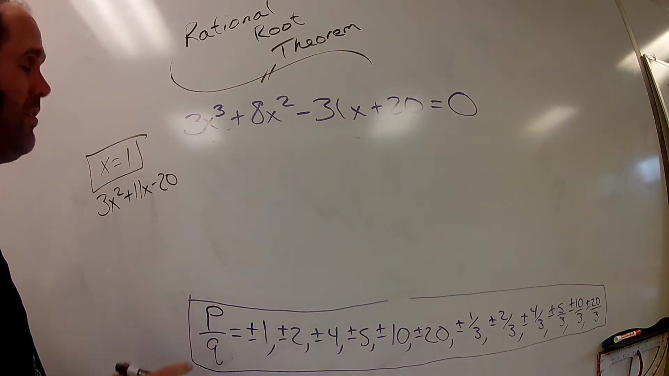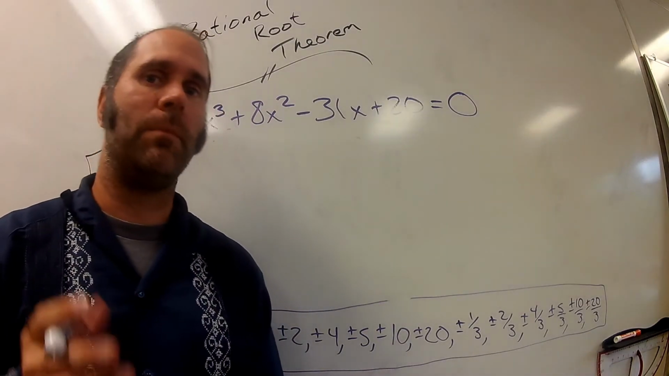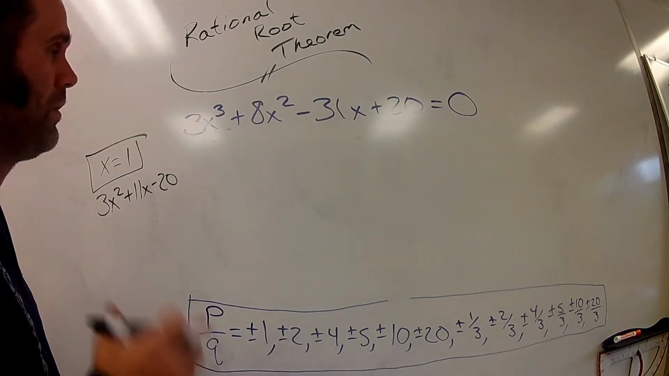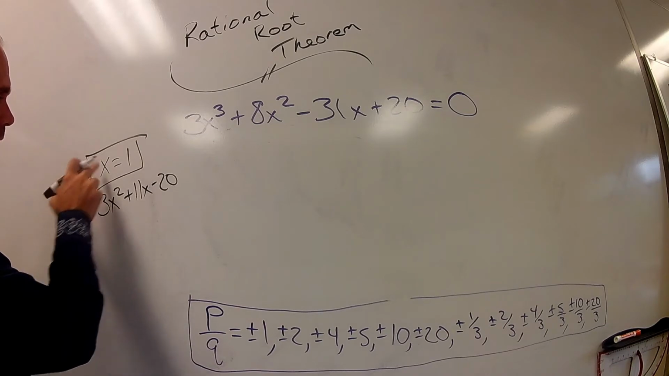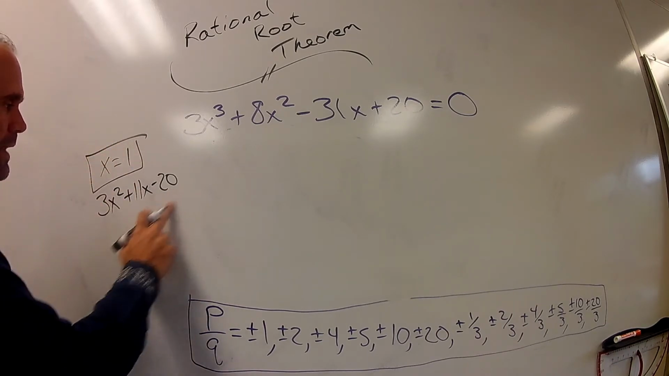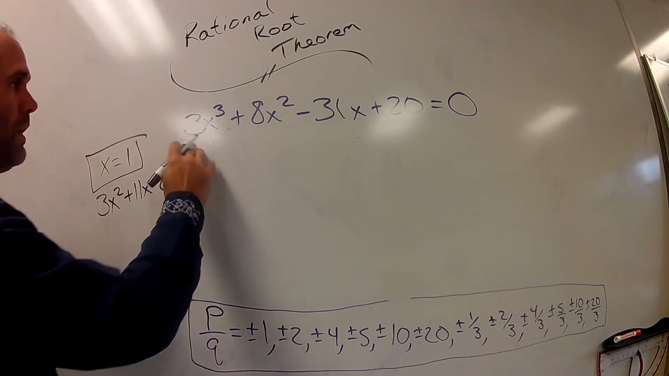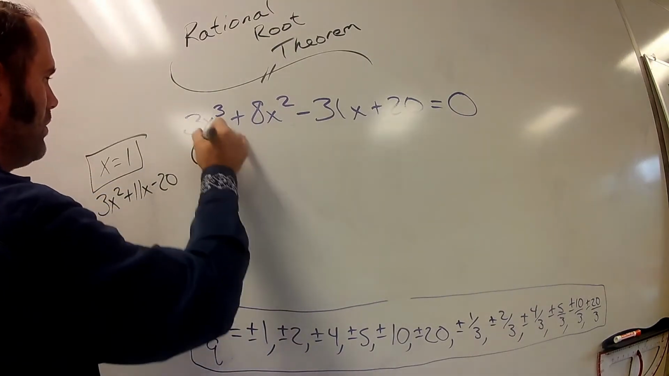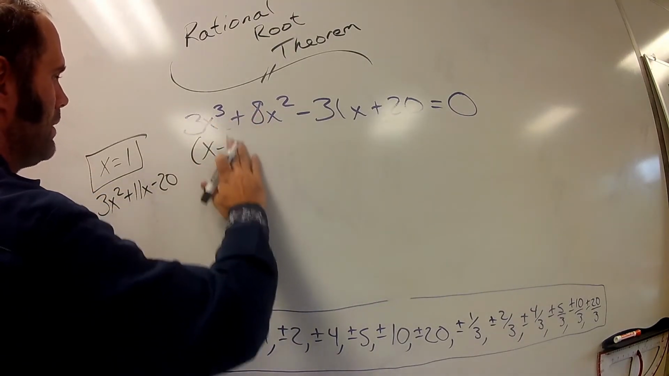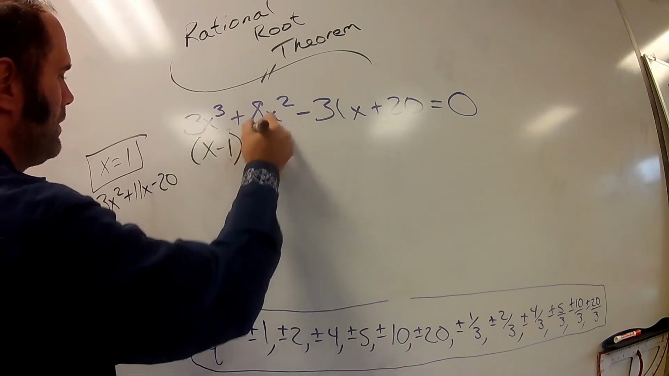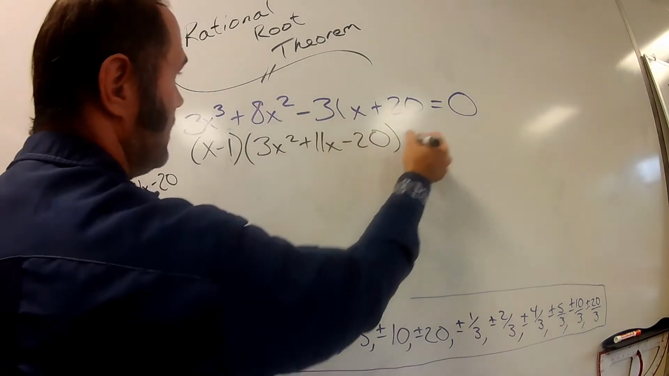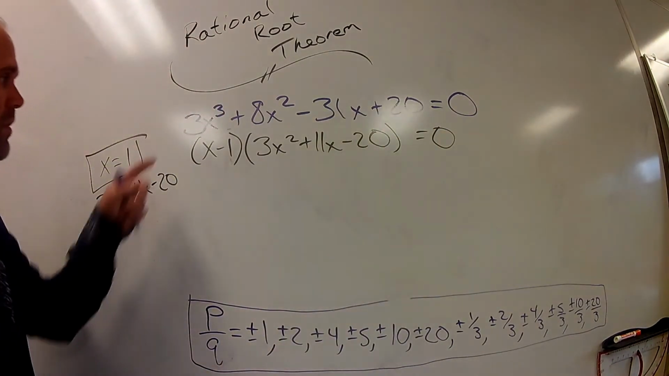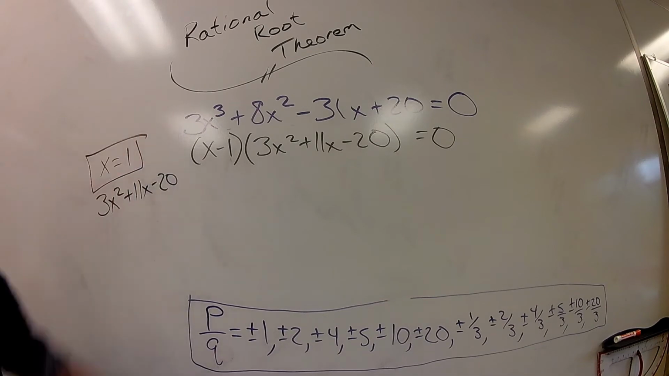So what we've basically done so far, hopefully you've followed the steps, to get P over Q and to get x equals 1 and to get this. But here's what's really happening. We have just factored this into x minus 1 times 3x squared plus 11x minus 20. This line and this line are equal. They mean the same thing.